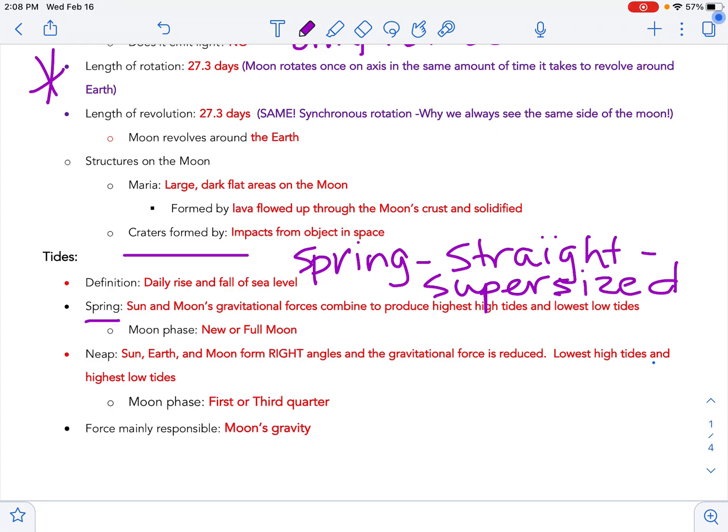So then our next tide is a neap tide. The sun, the earth, and the moon form right angles, and the gravitational force is reduced. With the neap tide, we're going to have the lowest high tides and the highest low tides. They offset each other, so the gravitational pull is not going to be as much. So we're going to have lower high tides, leaving behind more water for our low tides. And this occurs during the first and third quarter. And how we're going to remember that is neap with our ends, neap 90.